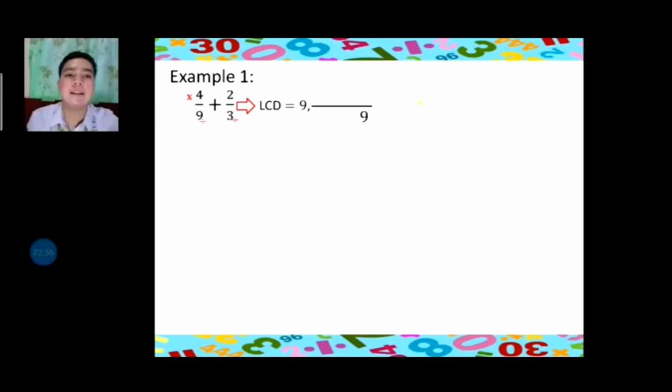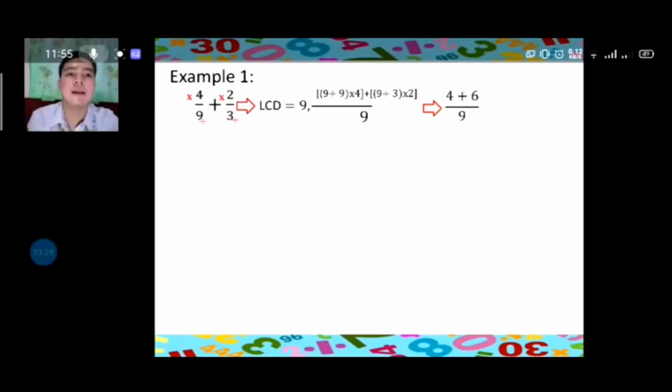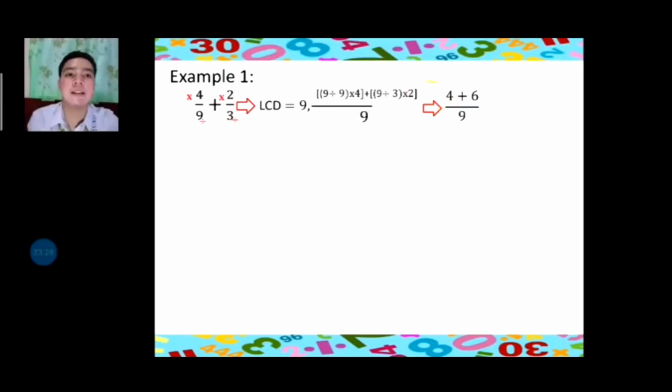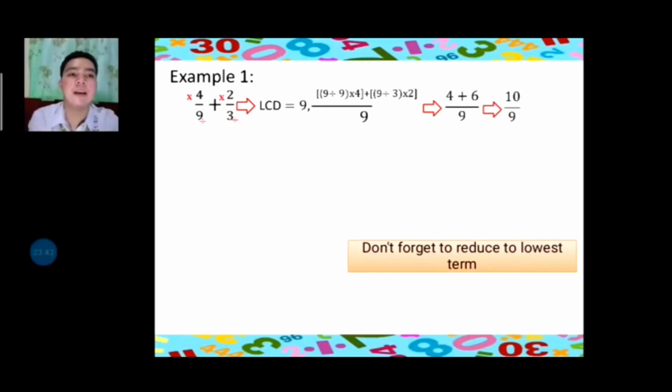So we have 9 divided by 9 times 4. Then 9 divided by 3 times 2. So 9 divided by 9 times 4 is 4. Then 9 divided by 3 is 3, times 2, 6. So we have here 6. Then proceed to addition, 10 over 9. That is our numerator, and the denominator is 9. 10 over 9 will be the result.